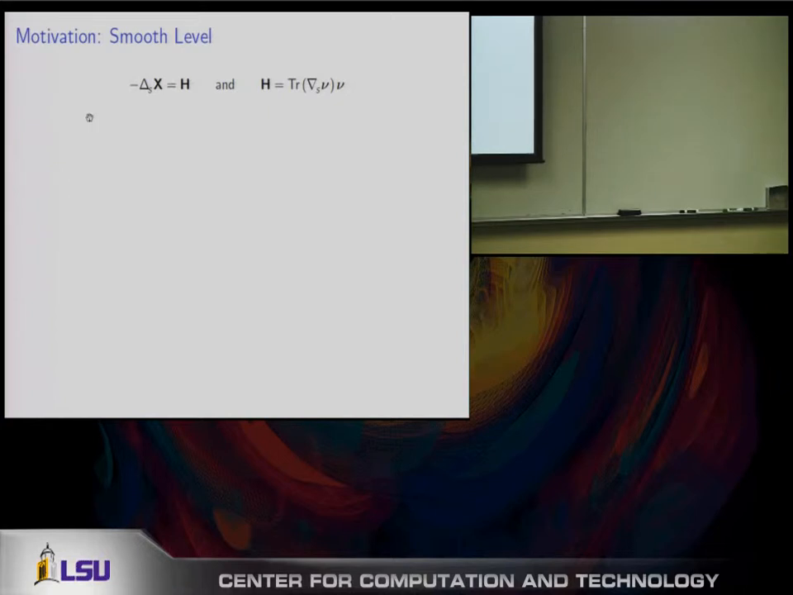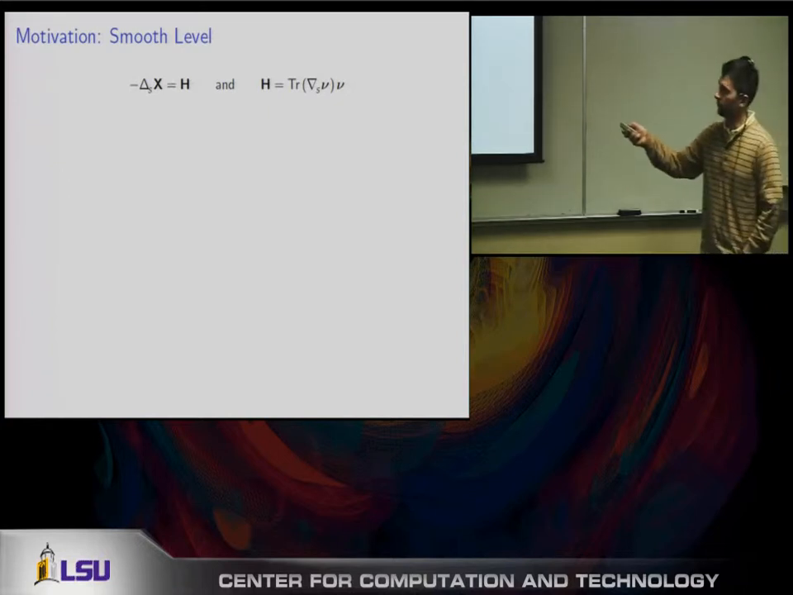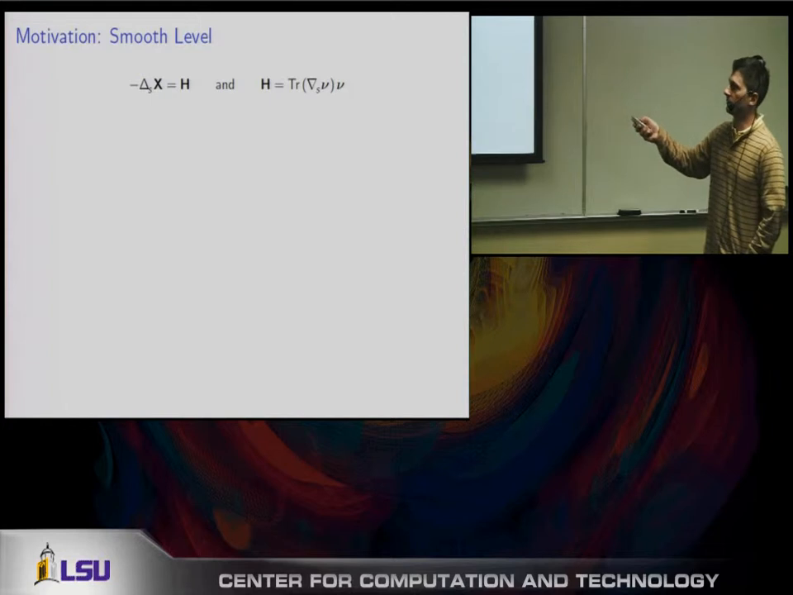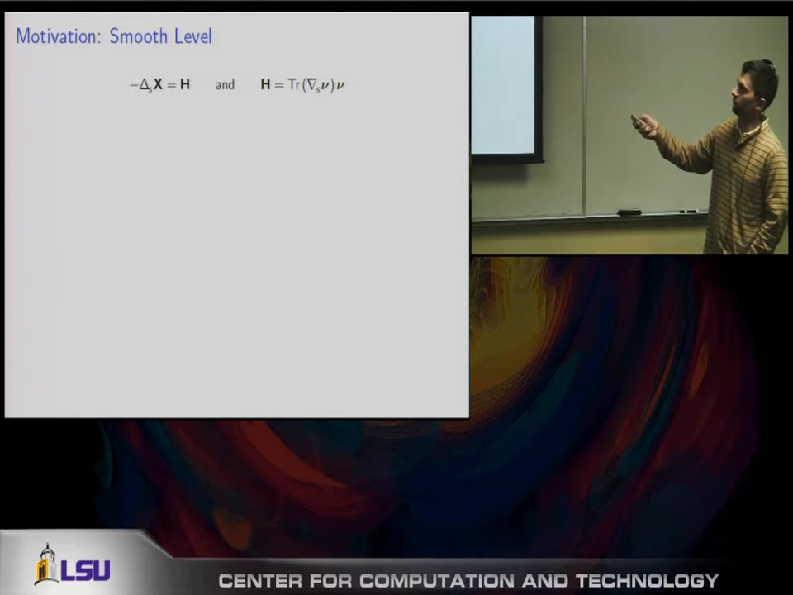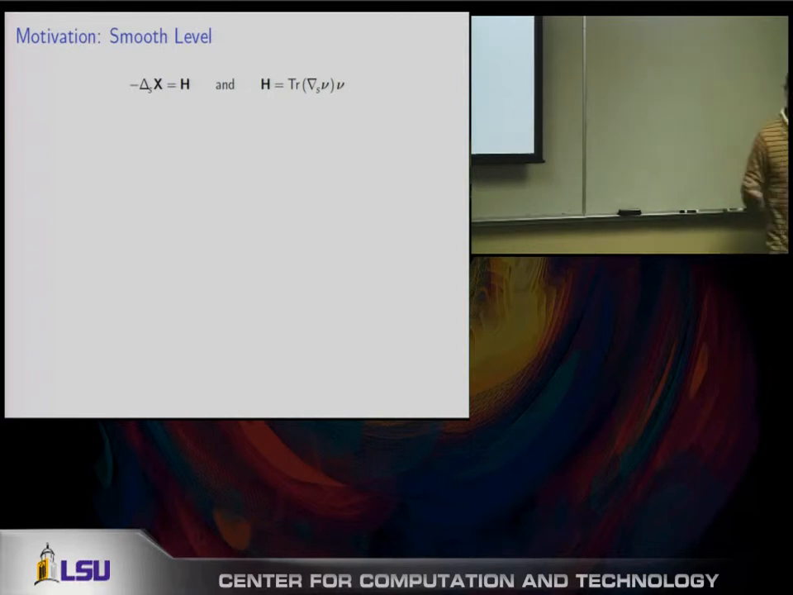So what is the motivation for this? The motivation is this old equation that I have used several times so far. So it's a geometric identity. And also, this is true. This is the divergence of the normal. So this is like, this is K in here. So those are geometric identities.